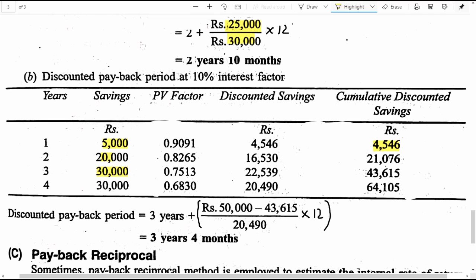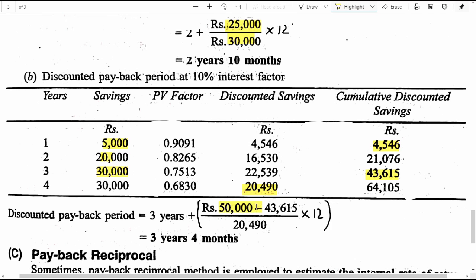Now till the end of the third year, the cumulative cash inflow at the discounted value comes to 43,615. What is the total investment made in the project? That means what is the present value of investment done on the project? It is 50,000. Till the end of 3 years, the company will be able to recover 43,615. Therefore, it will depend upon the fourth year discounted cash inflow of 20,490 to recover the balance of total investment.